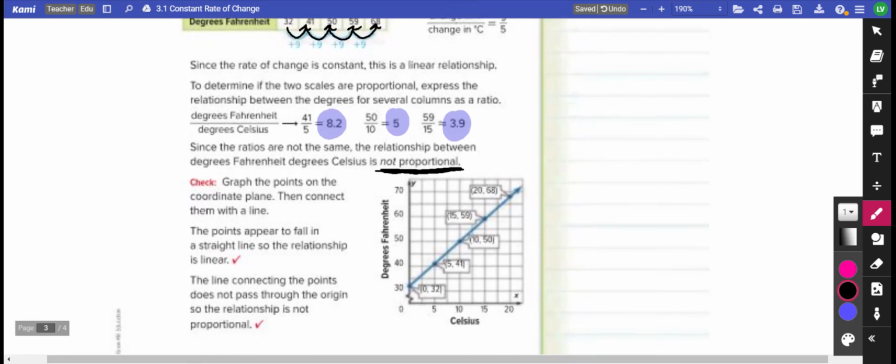So if you graph the points on the coordinate plane, then connect them with a line, the points appear to fall in a straight line, so the relationship is linear. The line connecting the points does not pass through the origin, so the relationship is not proportional. In order for it to be proportional, it has to pass through the origin, be a straight line, and have a constant rate of change. Well, this is a straight line and has a constant rate of change, but does not pass through the origin.